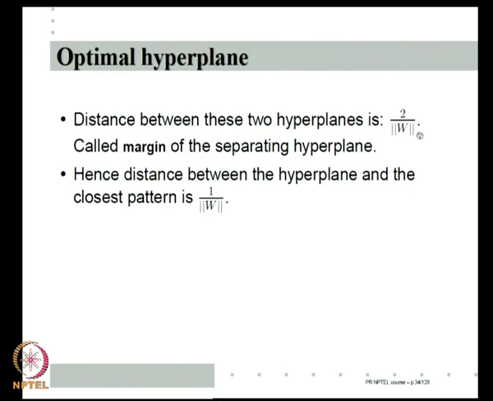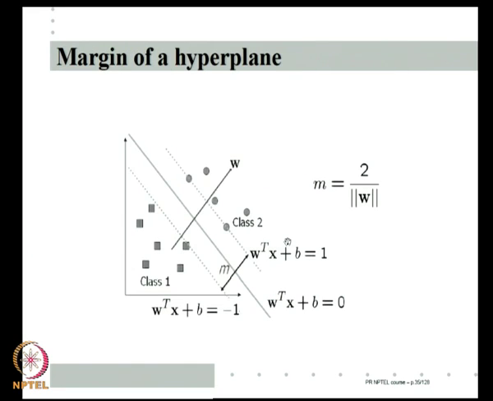Because the distance between the two hyperplanes is 2 by norm W, the distance between the hyperplane and the closest pattern is 1 by norm W. Because we are only guaranteeing that W transpose x plus b is equal to plus 1 and equal to minus 1, there will not be any training pattern beyond this. So W and b can't be scaled beyond this. If I scale beyond this, it will go.